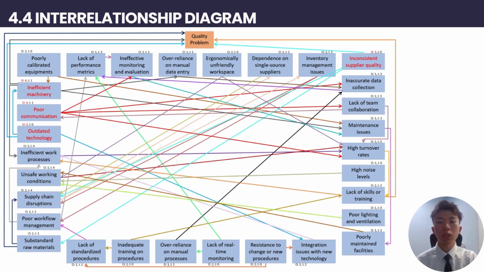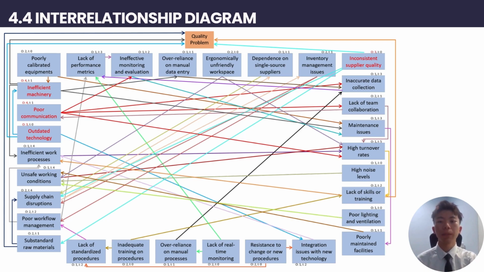Thirdly, outdated technology perpetuates inefficiencies by causing integration issues with new technology and leading to a lack of necessary skills or training among employees. This outdated technology is a barrier to modernization and streamlining operations, often stemming from a lack of continuous improvement initiatives. Fourthly, inconsistent supplier quality leads to the procurement of substandard raw materials and inventory management issues. This directly affects the quality of the final product and complicates inventory control, causing production delays and inefficiencies.